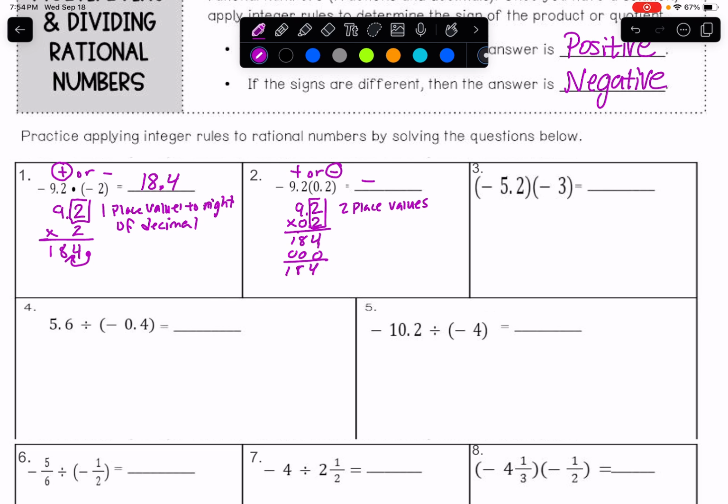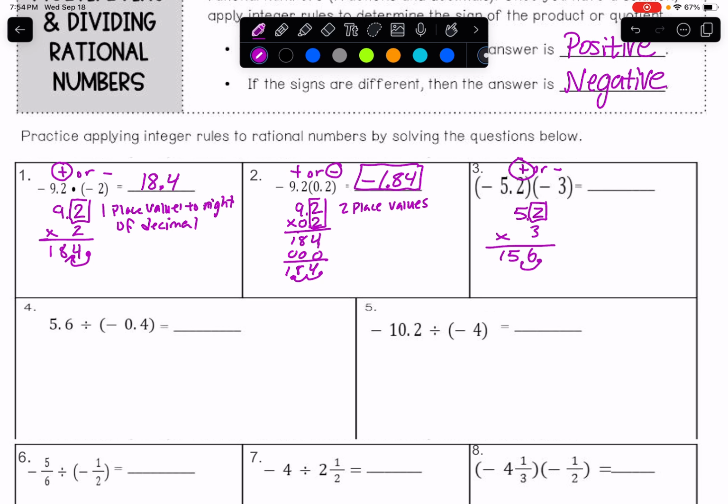All right, 3. Positive or negative? We have same signs. It's going to be positive. 5.2 times 3. 3 times 2 is 6. 3 times 5 is 15. One place value, so we're going to move it 1 to the left. Positive 15.6. All right, I'm going to do 4. You do 5.